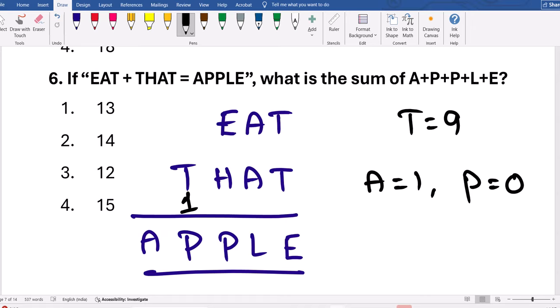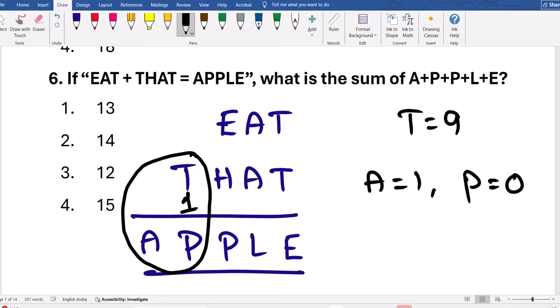You may again argue. If T is 8 or some other value, if T is 7, 7 plus 1 is 8, then A is not required. T plus 1 should give a 2-digit number for me. T plus 1 should result in a 2-digit number.